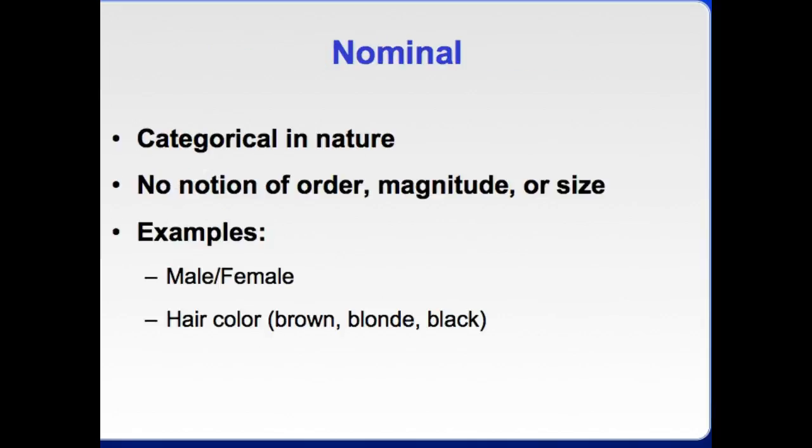The nominal is categorical in nature. It has no notion of order, magnitude, or size. So examples are male, female, hair color, brown, black, blonde.